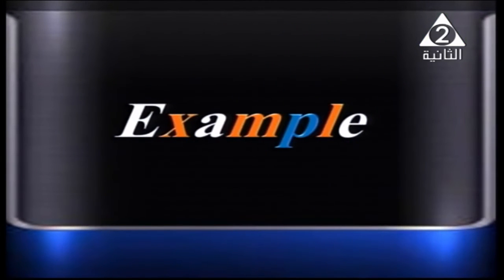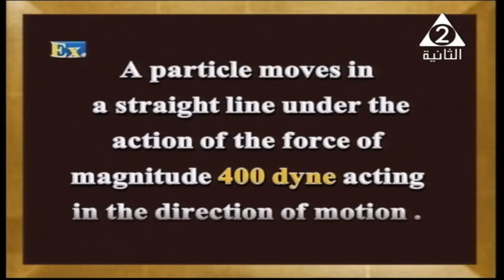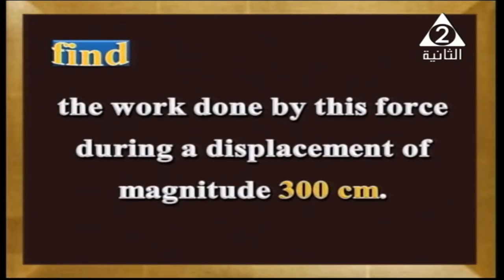Another example. My dear students, a particle moves in a straight line under the action of a force of magnitude 400 dyne acting in the direction of motion. We know that the magnitude of the force in this example is 400 dyne. Remark, my dear students, we have two types of force: the force by fundamental vectors, and the force by using magnitude, 400 dyne. Find the work done by this force during a displacement of magnitude 300 centimeters.